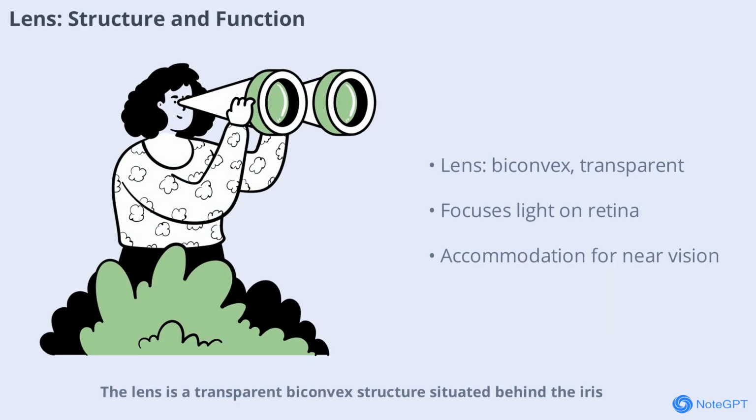The lens is a transparent, biconvex structure situated behind the iris. It is held in place by suspensory ligaments attached to the ciliary body. The lens focuses light onto the retina and adjusts its shape for near and distant vision, a process called accommodation. The lens grows throughout life, with new fibers forming at the periphery and older fibers compacted toward the center, resulting in increased density with age.